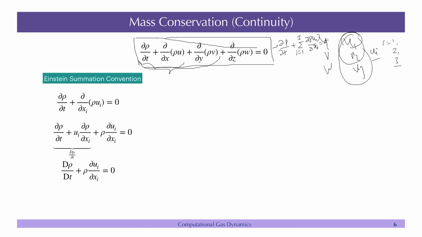Let me just erase this part. Okay. So, d rho by dt plus d rho ui by dxi equal to 0. So, it is the same thing written in a compact form.